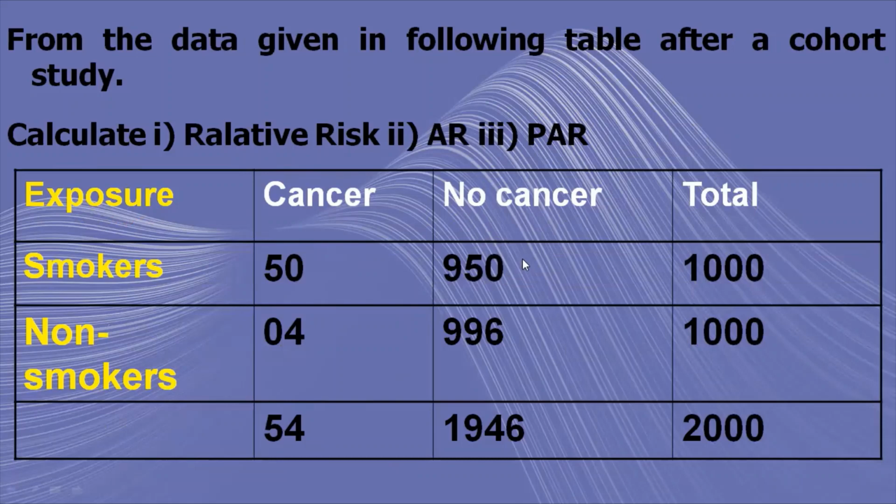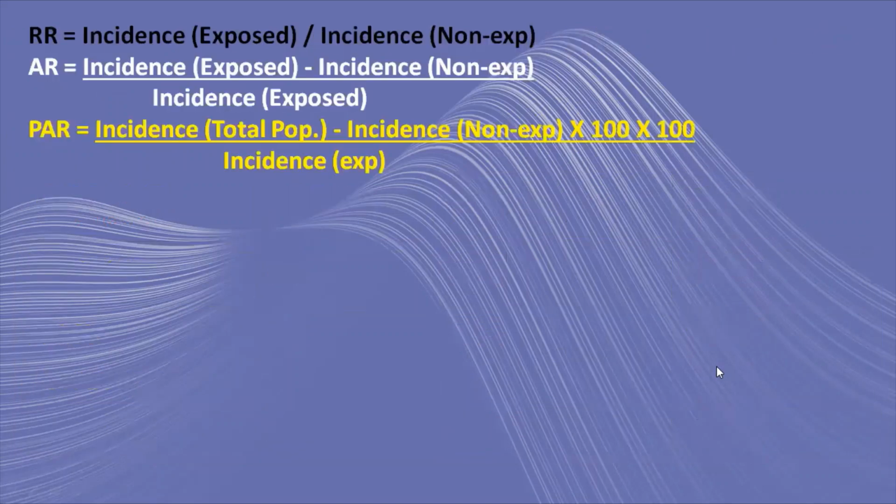And the number of cases with no cancer are 950 among those exposed and 996 among those not exposed. So no cancer cases are 1946 and 54 are cancer cases, and the total population is 2,000. Exposed population is 1,000, non-exposed population is 1,000. Now we need to calculate the incidence rate, relative risk, attributable risk, and population attributable risk.